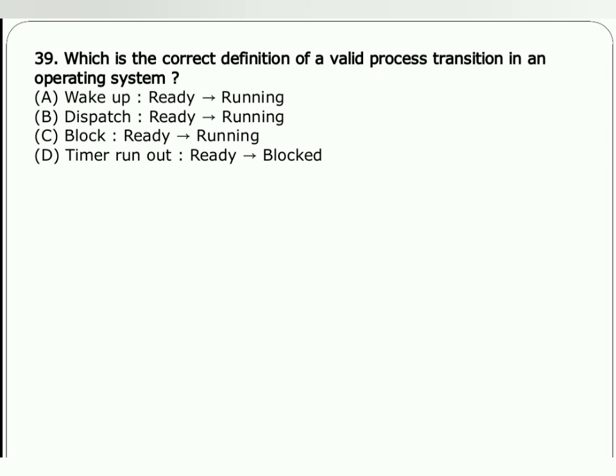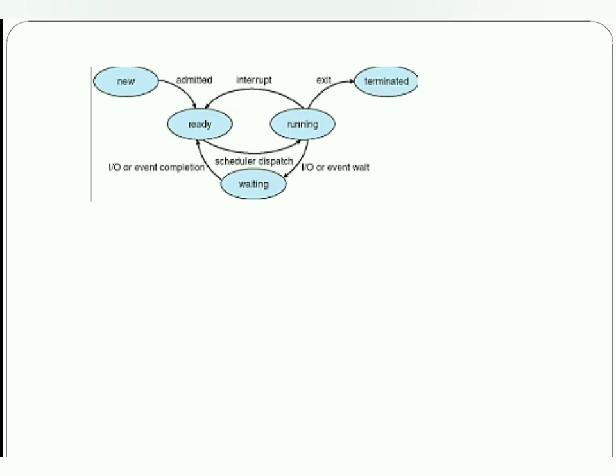So here are given different options to define the correct definition of the process transition: wake up, dispatch, block, timer runout. This is the diagram of the process transition: new state, ready state, running state, terminate state and waiting state. Okay, so there are actually 6 possible valid transitions among these 5 states.